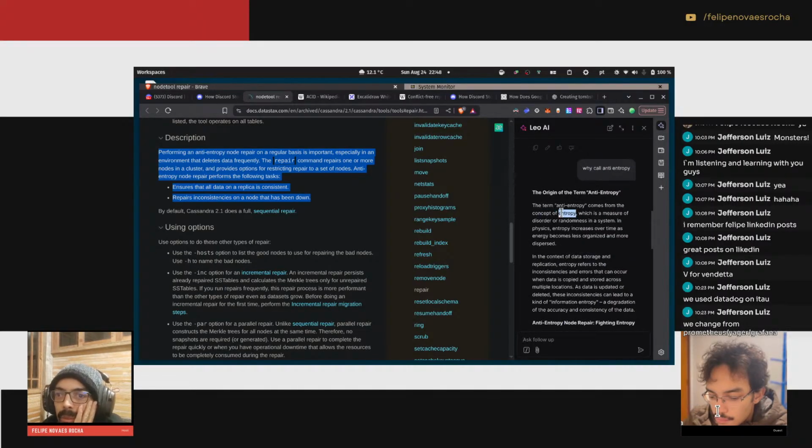It comes from the concept of entropy, which is a measure of disorder or randomness in a system. In physics, entropy increases over time as energy becomes less organized and more dispersed. In cryptography, you use entropy to create a hard private key, taking a lot of data that comes from chaos, data that doesn't have an order, so that's why disorder. So you cannot reproduce the same data to recreate the same private key.